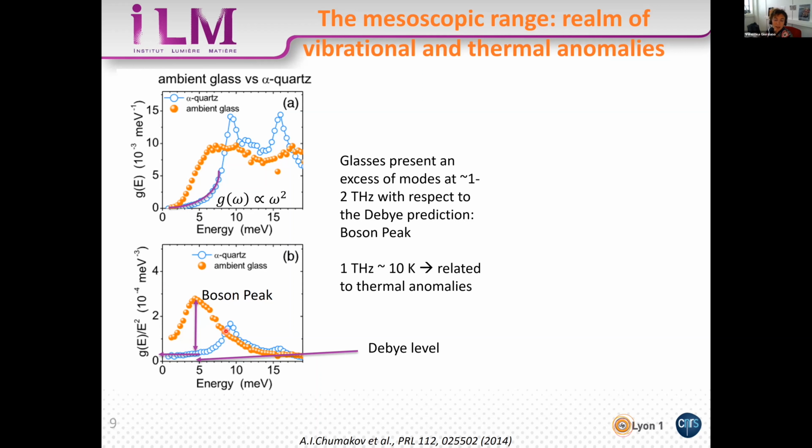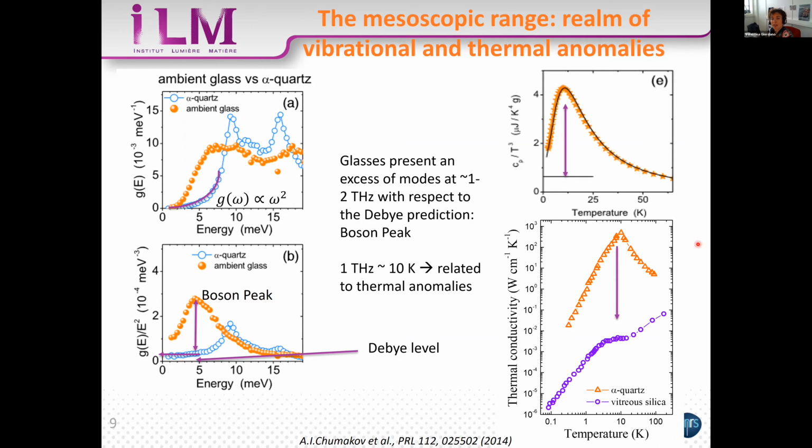frequency, and this corresponds to temperatures of about 10 Kelvin, where thermal anomalies have also been observed in glasses. What do I mean by thermal anomalies? A peak in the specific heat with respect to the expected T-cube behavior, and a flattening of the thermal conductivity with a plateau. So this boson peak has been considered responsible for these anomalies. Now the question is, what happens to individual phonons in this range?